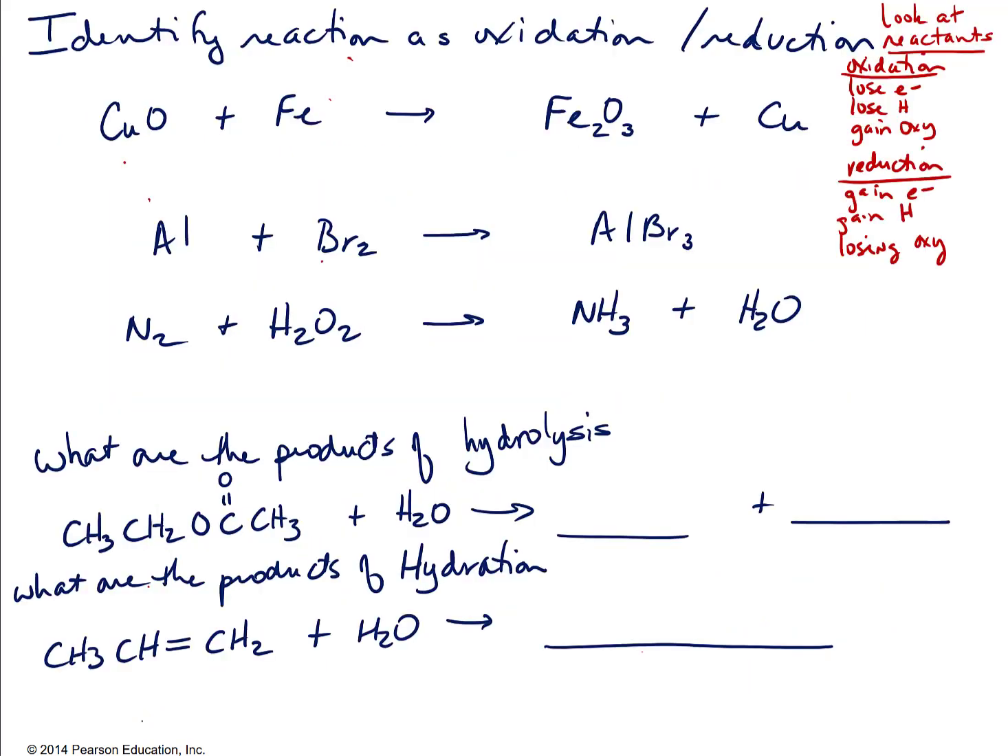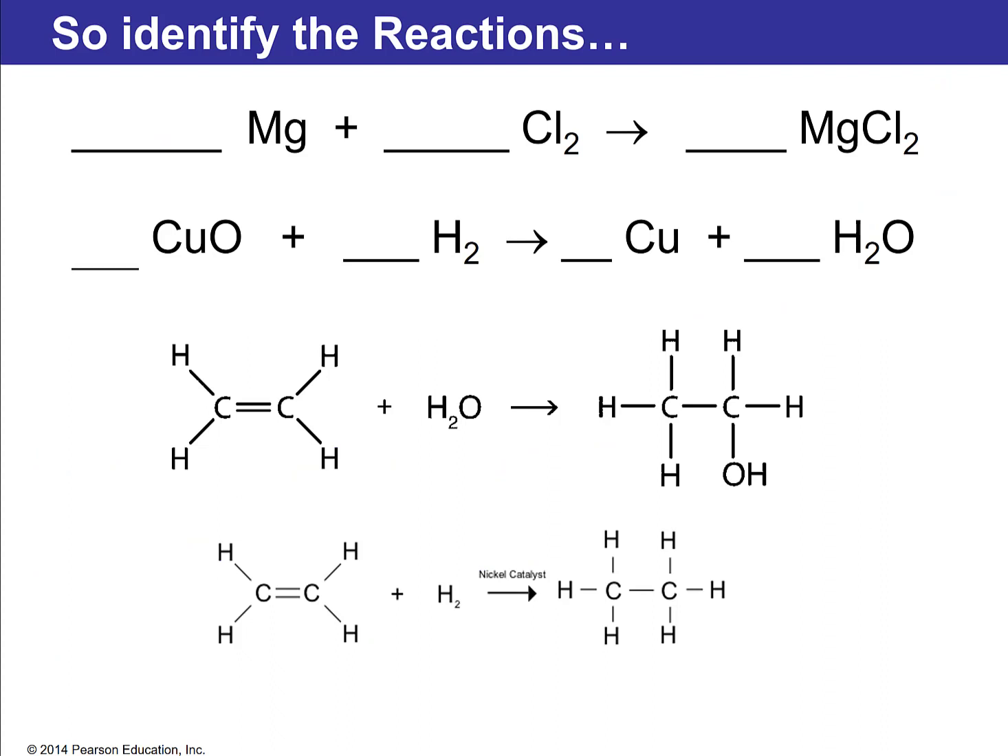So in these, here's a good one, identifying reactions, with the first two as the example up here. This would be identify what is oxidized and what is reduced. Which reactant is oxidized in this first one? The magnesium. Magnesium's the metal. It always loses electrons. Loss of electrons is oxidation. So the metal always gets oxidized, and that means the chlorine, being the nonmetal, is reduced.